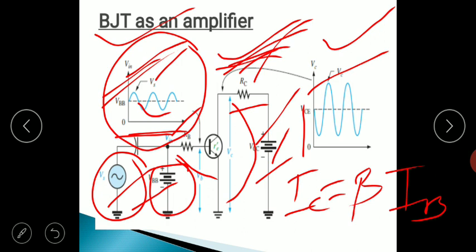Similarly, during negative half cycle, the base current IB will be changing in the other direction, keeping the base emitter junction still forward bias. So again, for a small change in the base current in the opposite direction gives a large change in the output voltage again in the opposite direction. Hence in both the half cycle we are getting a very large output compared to input. Hence the circuit is called as transistor amplifier.